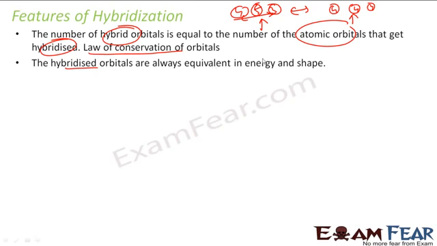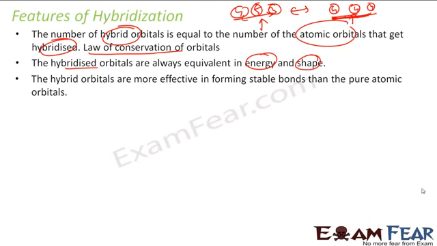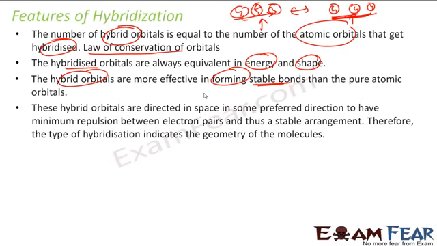That is the law of conservation of orbitals. The hybridized orbitals have the same shape and energy. As I told, they'll have the same shape and energy. Energy is the same and shape is also the same. And the hybrid orbitals are more effective in forming stable bonds. See, the whole story is all about stability, right? Decreasing your energy, decreasing your stress. So it is saying that the hybrid orbitals are more effective in forming more stable bonds, and that's why hybridization comes into the picture.